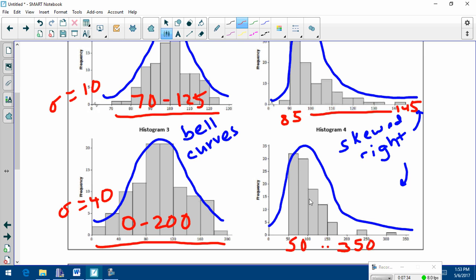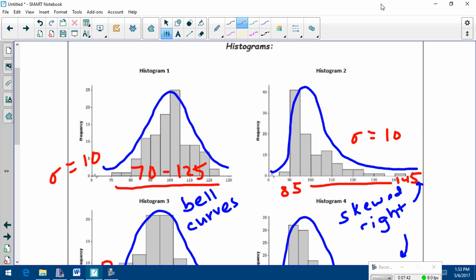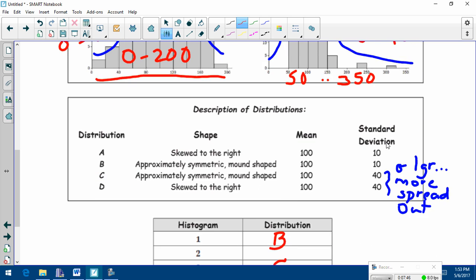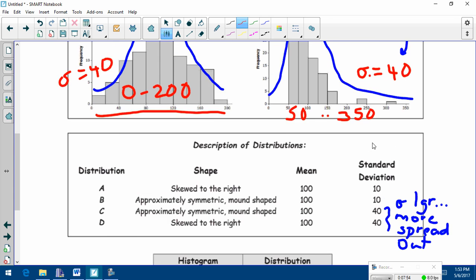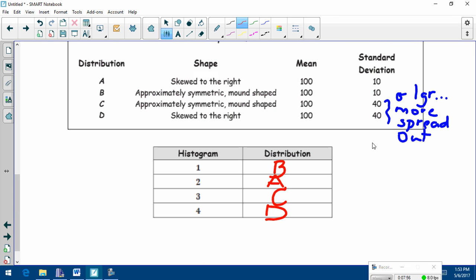So scales really matter. You've got to pay attention to those. I would say this would have a larger standard deviation, and this would have the smaller standard deviation. So that means histogram 2 is skewed right with a standard deviation of 10, so that would be A. And that leaves D for 4, skewed to the right, standard deviation of 40. Okay, so that's what standard deviation really tells us: how spread out the data is.